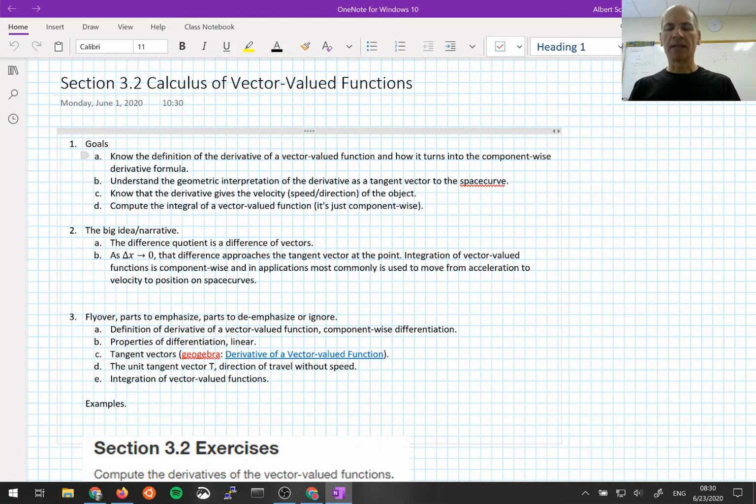Also to know that the derivative gives the velocity vector, which is just the speed and direction of the object at that moment in time. Finally, to compute the integral of a vector-valued function, we'll mostly be using that to go up and down the ladder of acceleration, velocity, and position.